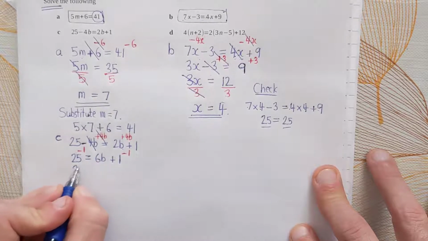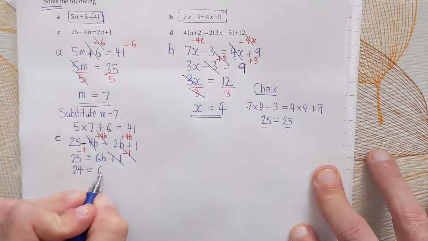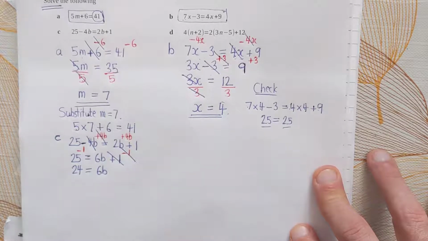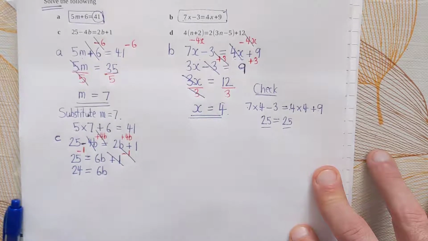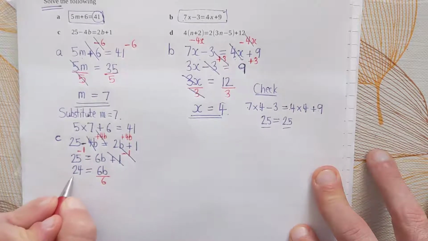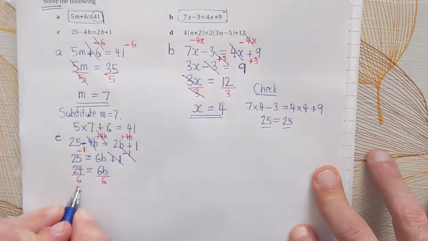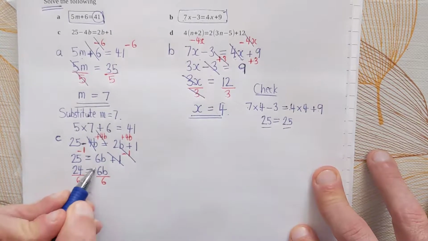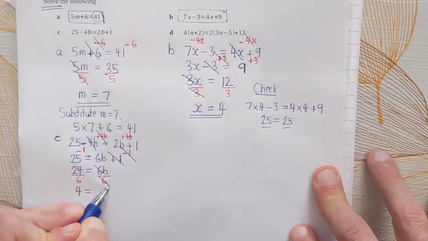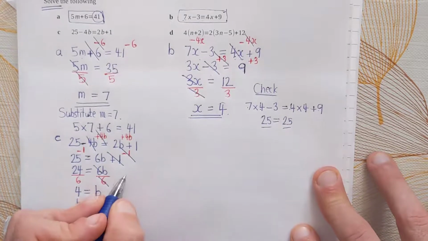25 take away 1 is 24. 1 take away 1 is 0. We're left with 6b on the right hand side. 6 times b can be cancelled by dividing by 6, both sides. 24 divided by 6 leaves us with 4. 6 divided by 6 cancels to 1, and we're left with b. And usually you would flip over the answer and write b equals 4. Let's check it.